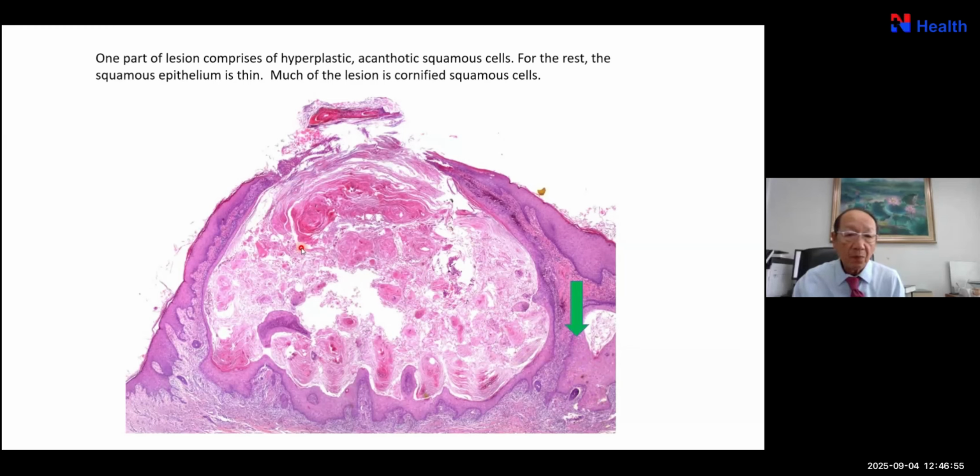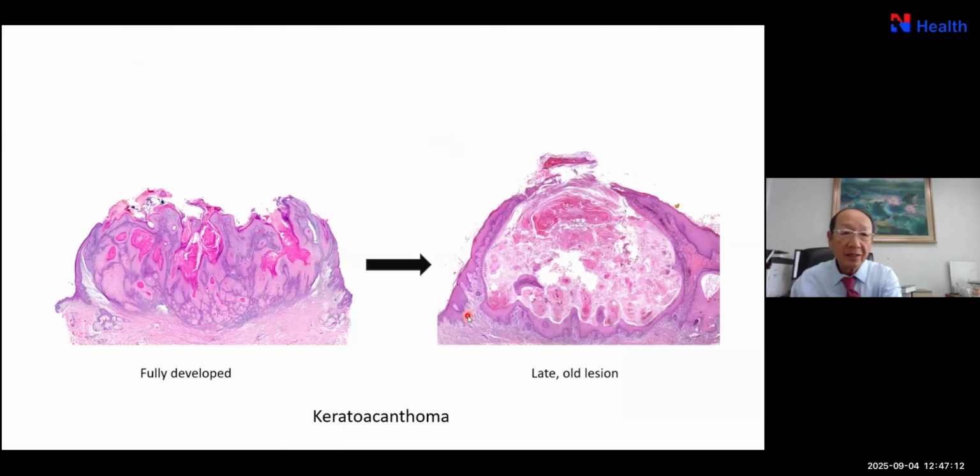So, what is the relationship between this, the hypoplastic epithelium, and the cornified cells? If we go back in time, it will be something like this. What look like cornified cells, there will be the large pink acanthotic squamous cell.